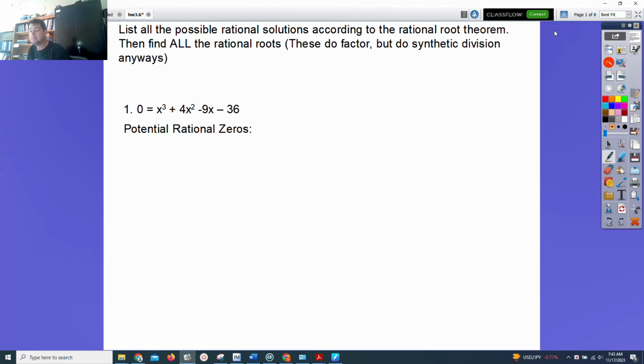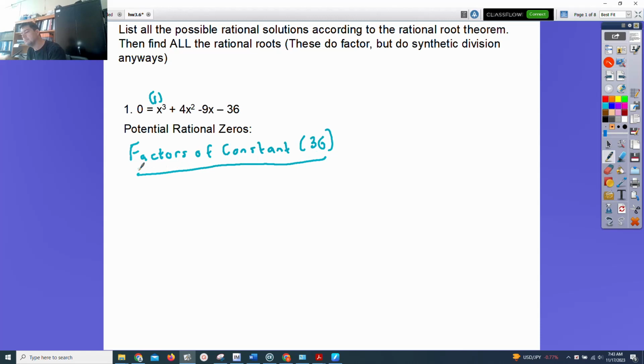First thing we're supposed to do here on the first problem is list the potential rational zeros. And you're probably going to need to write smaller than me, but we're going to find the factors of the constant, which is 36, over factors of the first coefficient, which is the understood one. And again, you need to write small.